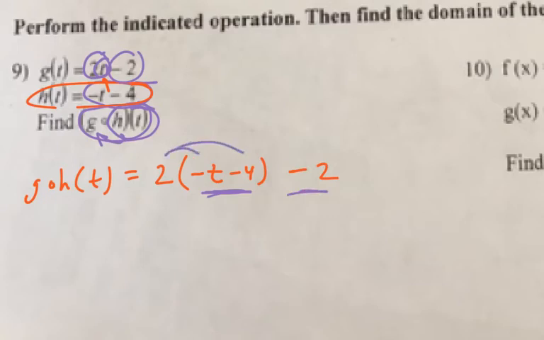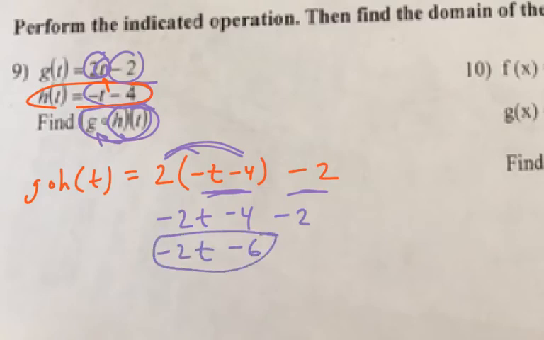Here I'm going to do my distributive property. So negative 2t minus 8 minus 2. So what I really have is just negative 2t minus 6. That's g of h of t.